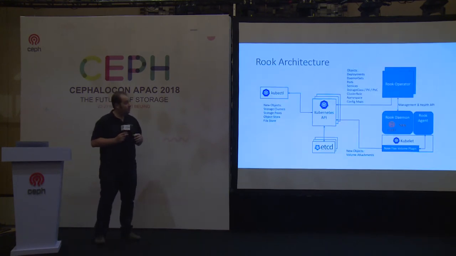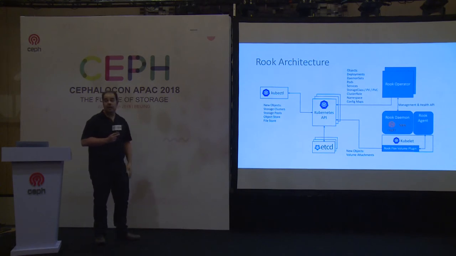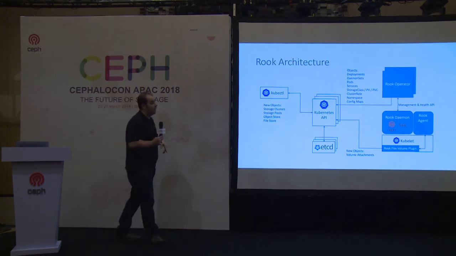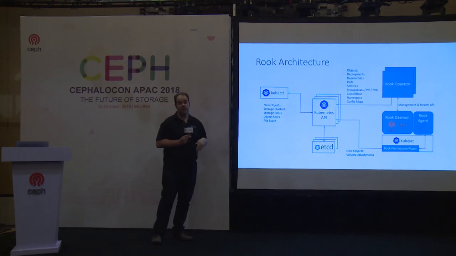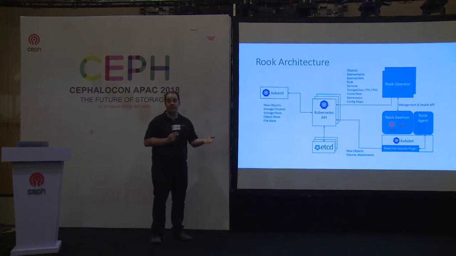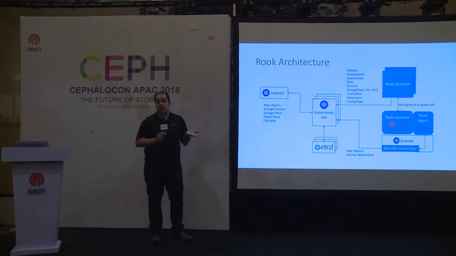And as I mentioned, Rook itself is implemented as a Kubernetes extension. It has no persistent state itself. All its state lives in Kubernetes, which in turn lives in etcd. So it's not another component you have to manage. It is truly built as an extension of Kubernetes. If you're already running a Kubernetes cluster, you can get Rook up and running with no additional changes.